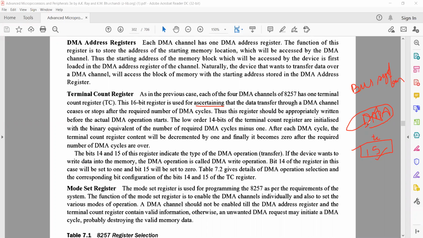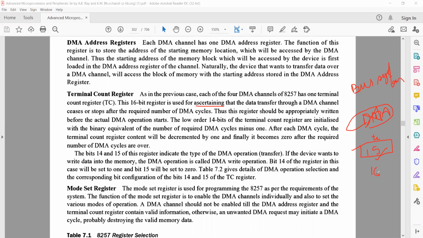Okay, so that is the meaning here. This terminal count register specifies the number of DMA cycles required for the data transfer from the device to the memory location. That is why this has to be properly written. You have to understand how many cycles are required for the complete transfer, and this has to be loaded with that particular data. The lower order 14 bits, actually it is of 16-bit size.